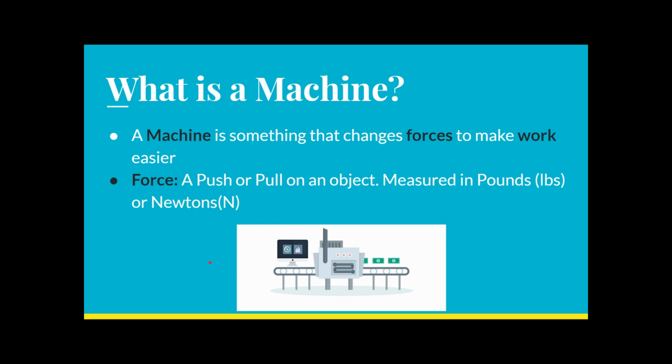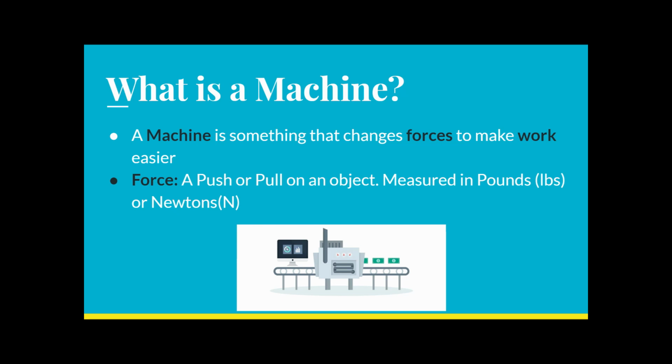What is a machine? Well, a machine is something that changes forces to make work easier. So let's break that down. A force is a push or a pull on an object. So something that can move an object. And force is going to be measured in pounds, abbreviated as lbs in American units, or in newtons, abbreviated to N in SI units. Now, in science and engineering, we mostly use SI units, so we'll mostly talk about newtons whenever we discuss measurements here. So that is what a force is.